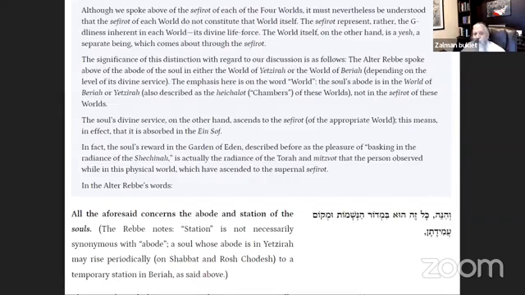In fact, the soul's reward in Gan Eden, described before as the pleasure of basking in the radiance of the Shekhinah, is actually the radiance of the Torah and mitzvos that the person observed, and that is his reward. That's why it says "schar mitzvah, mitzvah." The Ein Sof, the light of God that I brought down in the world in the present time, is that light that I will receive in Gan Eden, which ascended to the supernal spheres.